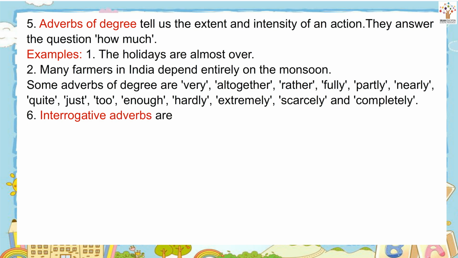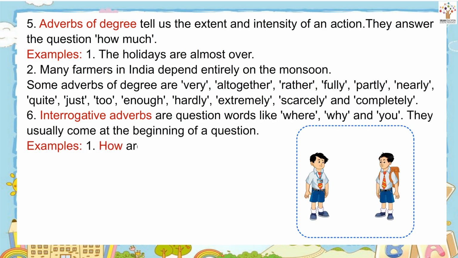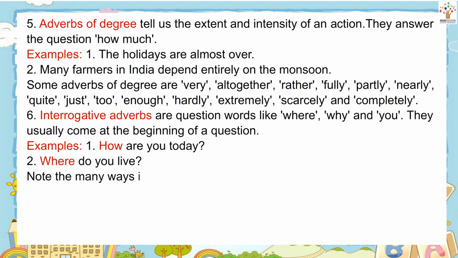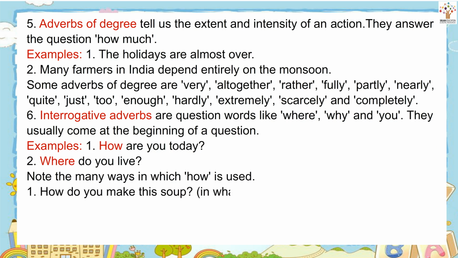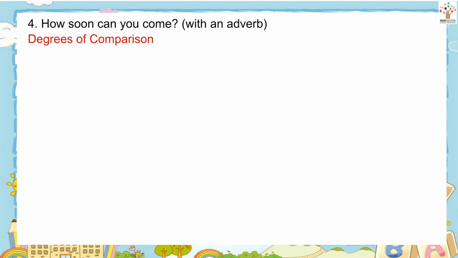Interrogative adverbs are question words like where, why, and how. They usually come at the beginning of a question. Examples: how are you today? Where do you live? Note the many ways in which how is used. How do you make the soup? In what way? How many days do you need? With much or many. How old are you? With an adjective. How soon can you come? With an adverb.